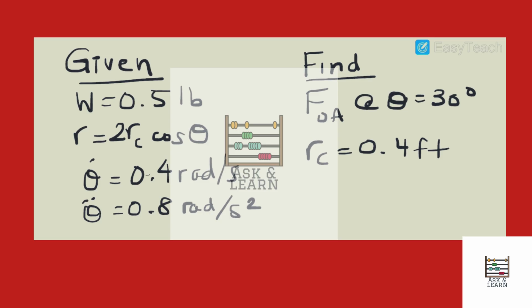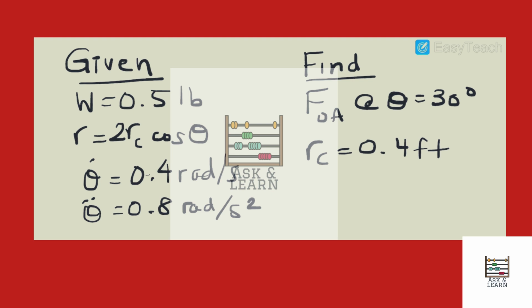Hi everyone, so what we have is a 0.5 pound ball that is going along a vertical circular path given by r equals 2 times rc cos theta. And we know that the rod, or the angular arm, has an angular velocity of 0.1 radians per second and that it's accelerating at 0.8 radians per second squared.